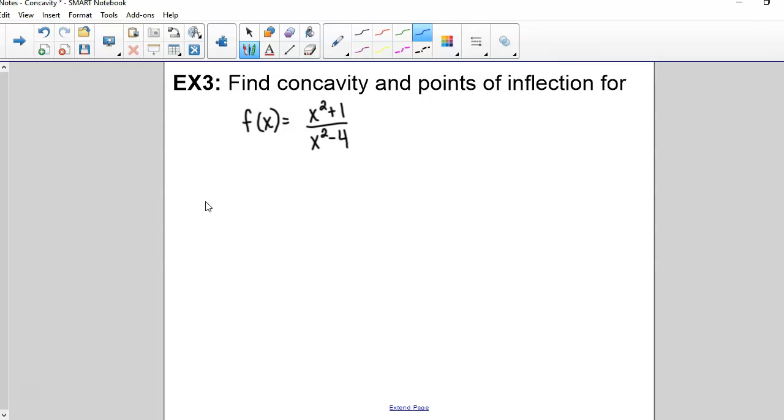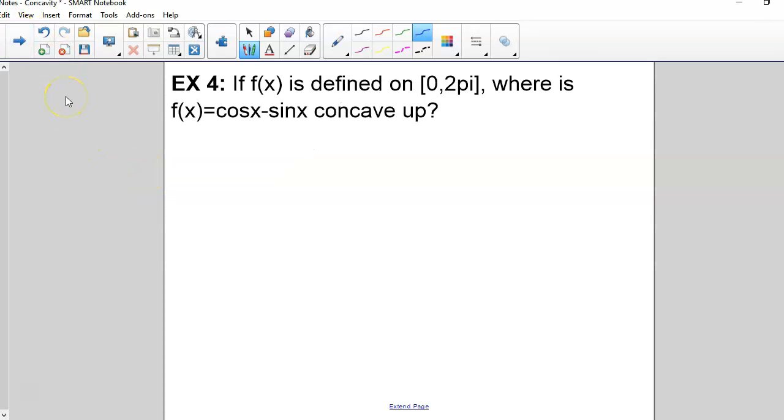So, I'm going to skip example 3. It's going to take a while, and it's a lot like the one that we just did. Almost get it. Let's look at 4.